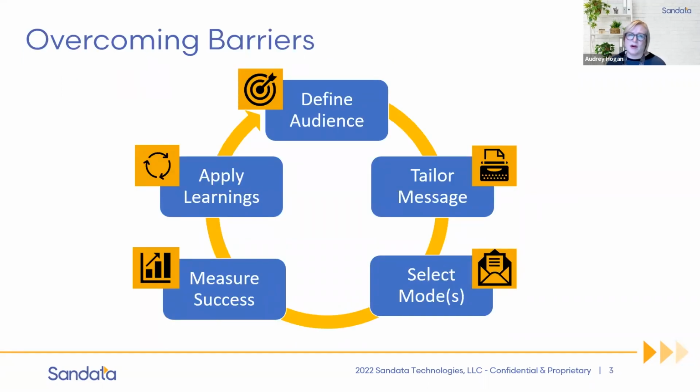So in overcoming barriers, we're going to talk about some ways to do that. Number one, key is defining the audience, and we'll go into detail in each of these things. Having a clear target for what you're trying to communicate and who you're trying to bring into your program is really critical in the effectiveness of what you're trying to do.